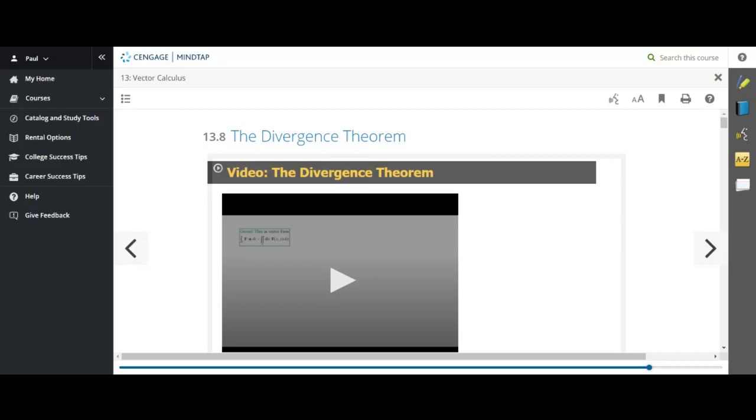Okay, so we are in section 13.8, the divergence theorem. And what we want to do with the divergence theorem is consider finding the flux about a closed surface of a solid. Okay, so up to now, you learned about flux in section 13.6.